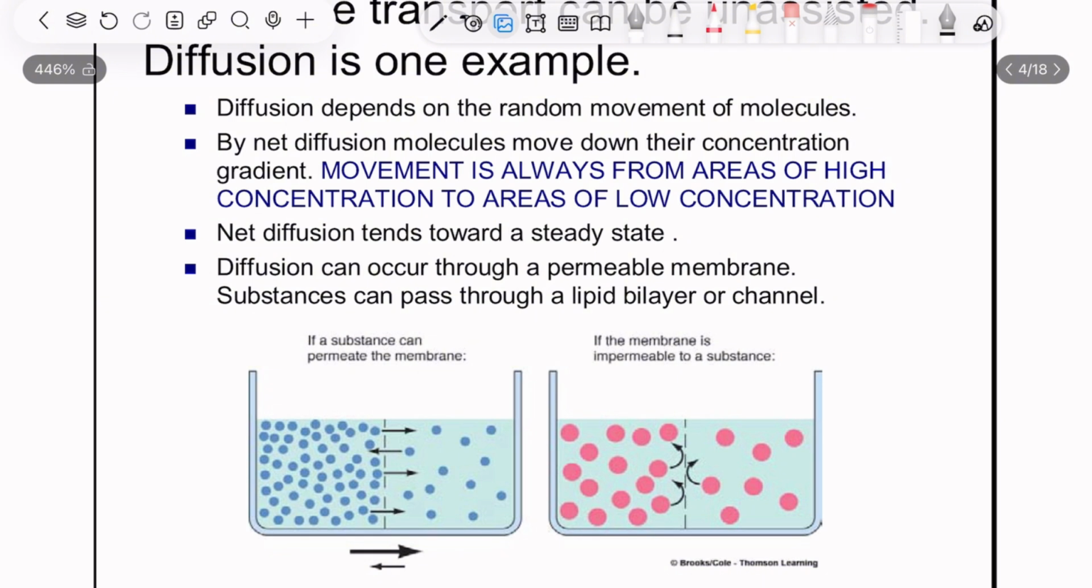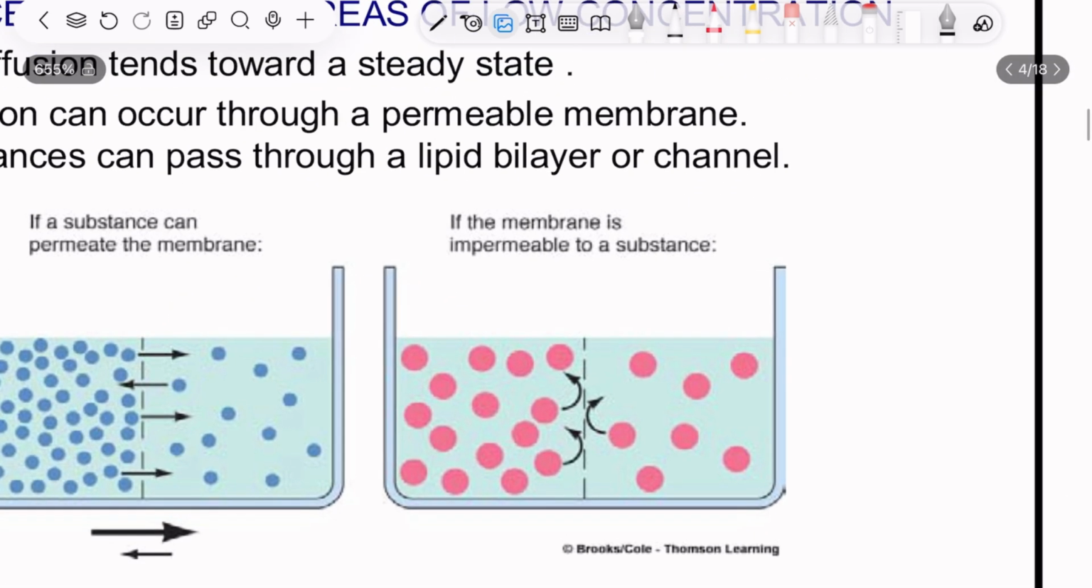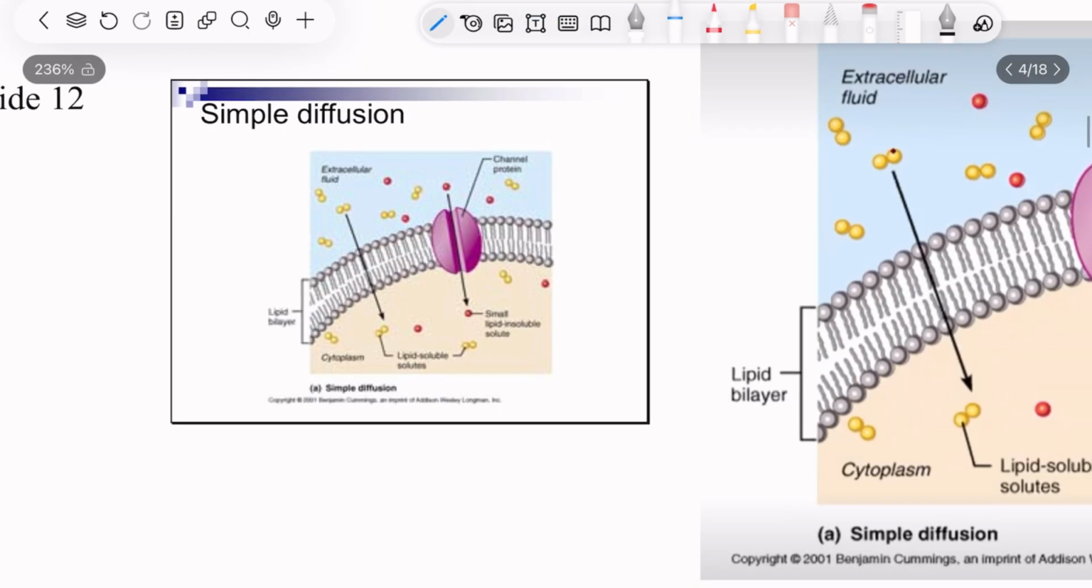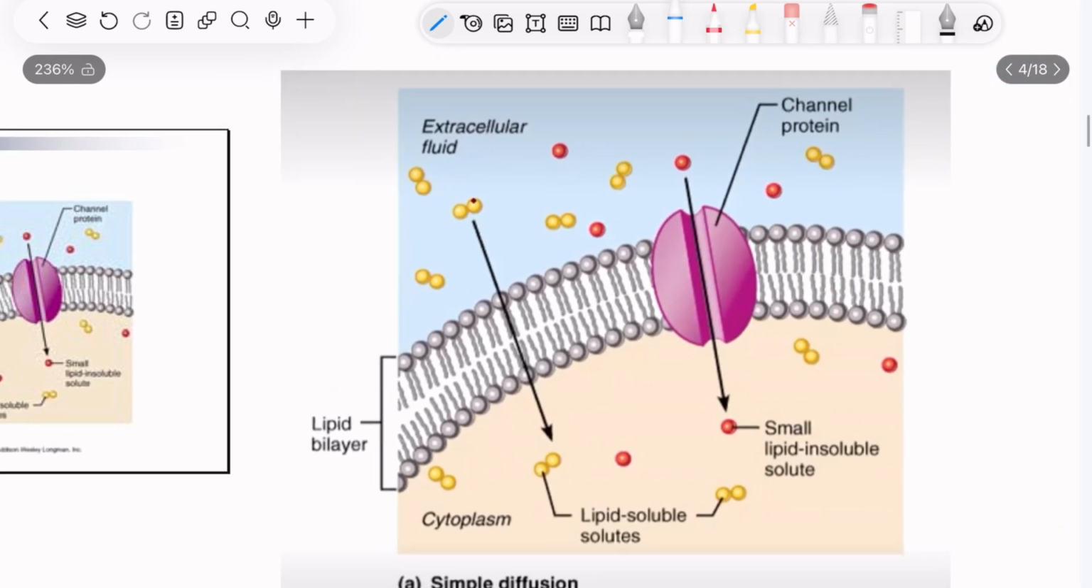So here, let's look at the image at the bottom. The diagram on the left shows when the membrane is permeable. So the molecules move from the left, which is the higher concentration, to the right, to the lower concentration, until equilibrium is reached. Whereas the image on the right shows the membrane is impermeable. So the molecules stay on the left side, being unable to cross the membrane. So this image right here represents simple diffusion.